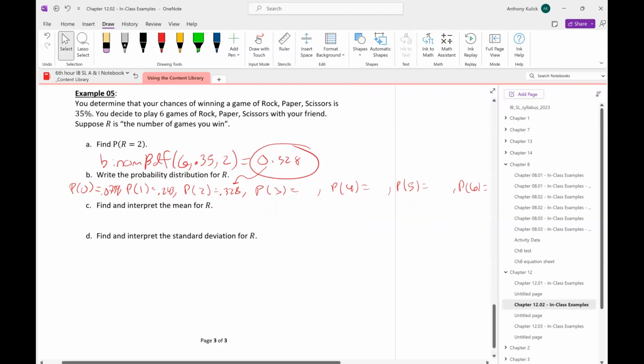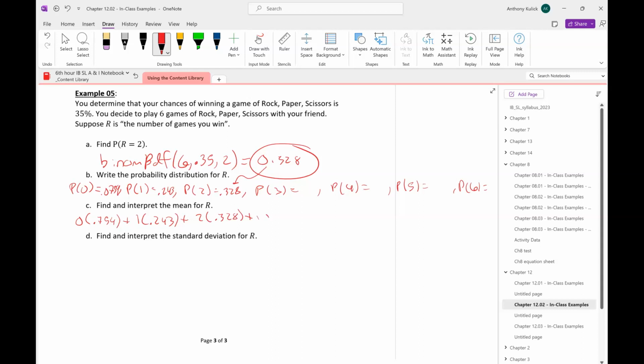Find and interpret the meaning for R, or the mean for R. What is the mean of R? The expected number of wins when you play 6 games against your friend. So to do that, you're just doing like 0 times 0.0754 plus 1 times 0.243, 2 times 0.328 plus yada, yada, yada.